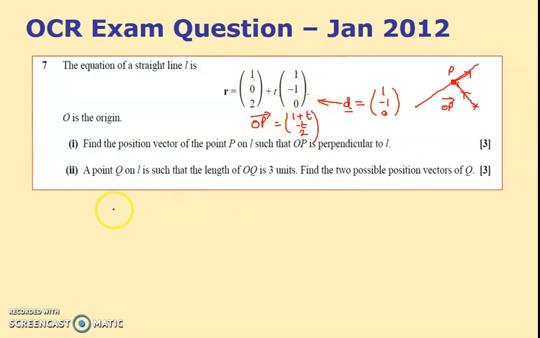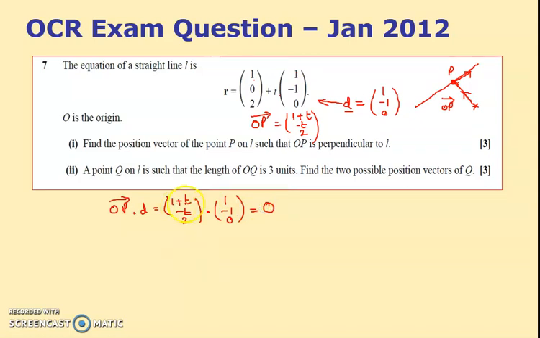So now remember what I do. I say OP dot the d has got to equal 0. So let's dot them. It doesn't matter which way around you do those. I think I might have done it the other way around last time. Dot 1, minus 1, 0. That's got to equal 0.